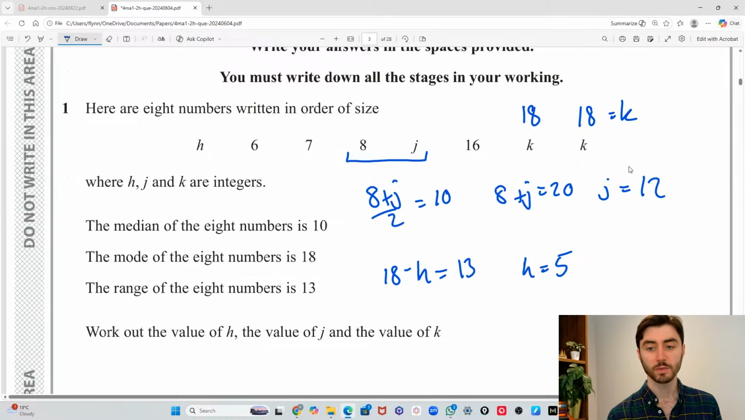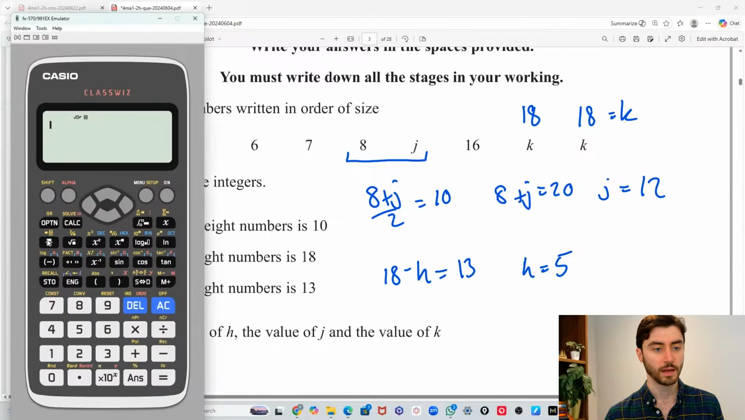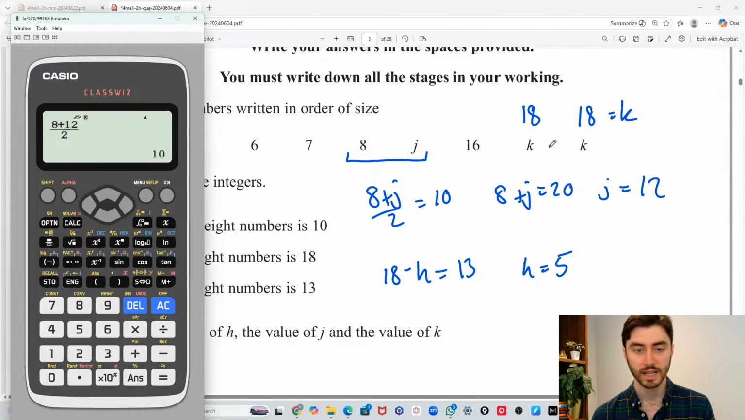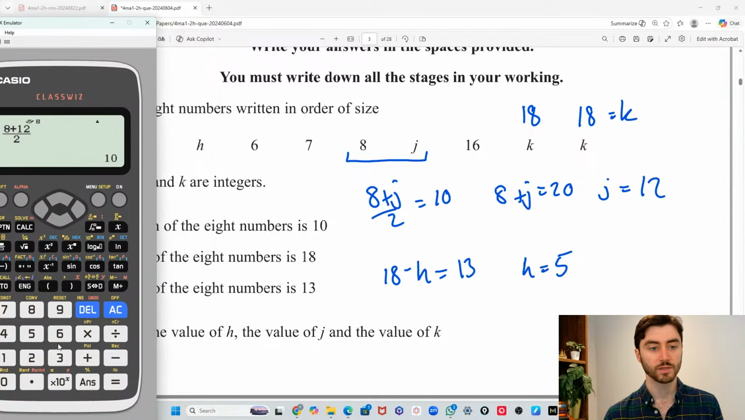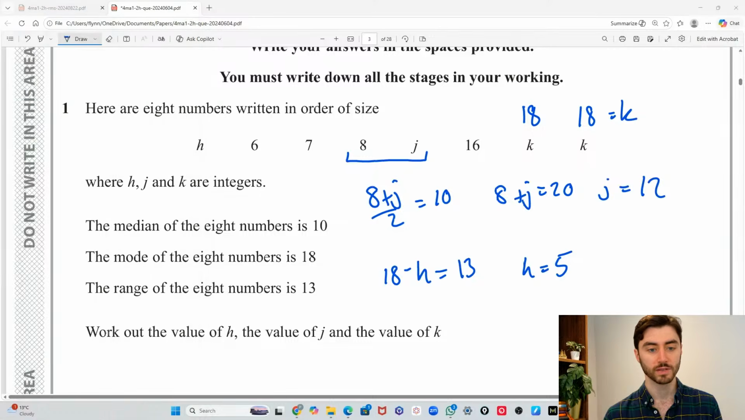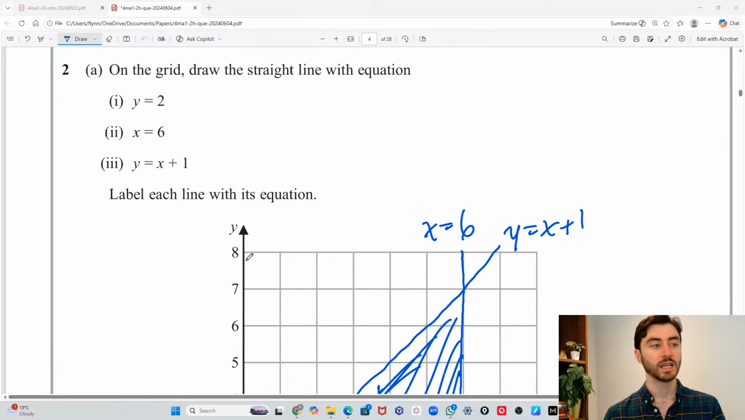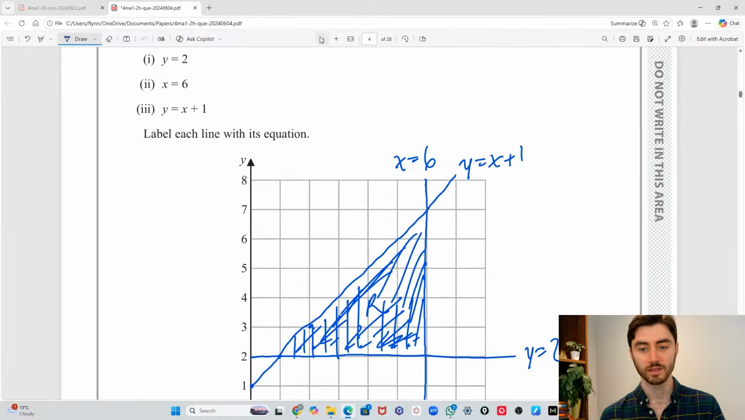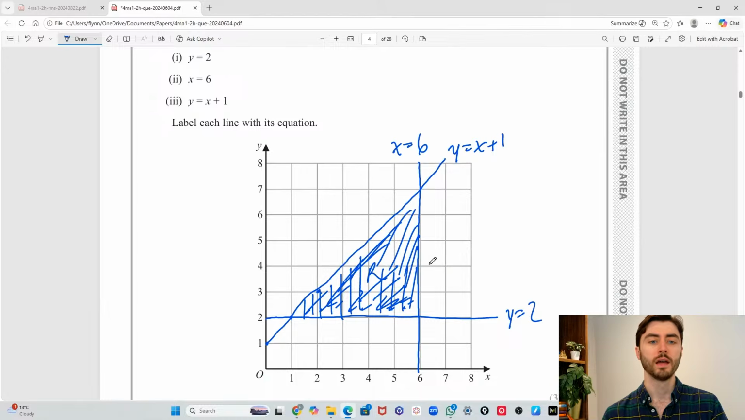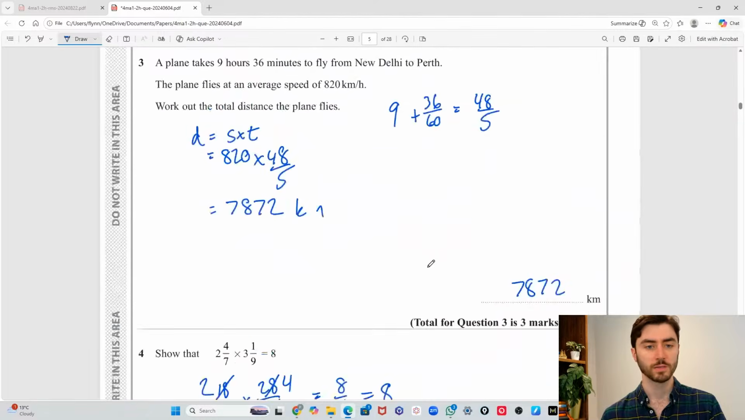Here, if j is equal to 12, the average of that would be 8 plus 12 all over 2, which is 10. Good. If those are both 18, then the mode is 18. If h is 5, then 18 minus 5 is 13. So I think this is correct. Here, I think this is correct. This is kind of just knowledge points. So I'm not going to spend too much time on this.